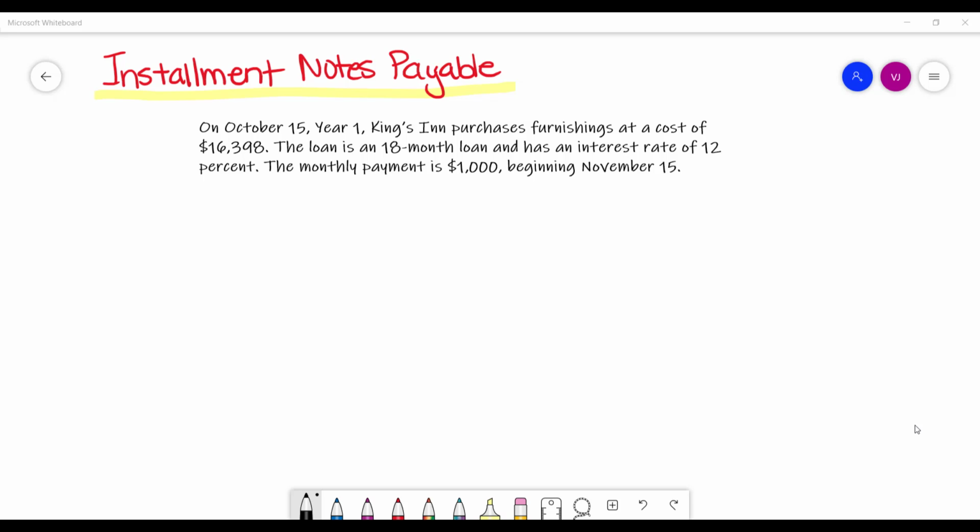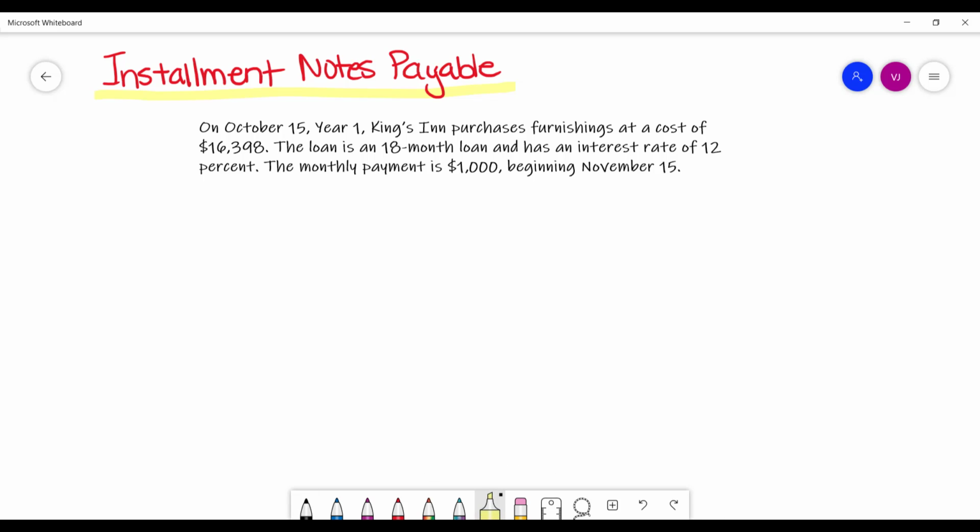So we're going to take a look at an example notes payable, and we will fill out a partial amortization table. If you want to see the complete table, you can take a look at the same example within the PowerPoint. It says on October 15th, year 1, King's Inn purchases furnishings at a cost of $16,398. The loan is an 18-month loan and has an interest rate of 12%. Monthly payment is $1,000 beginning November 15th.